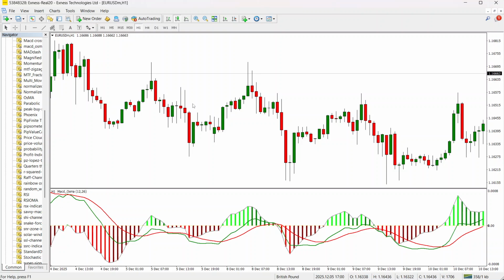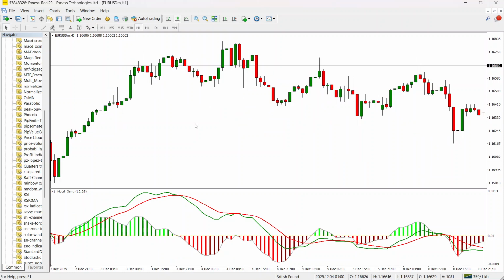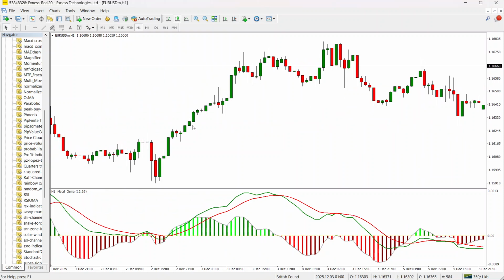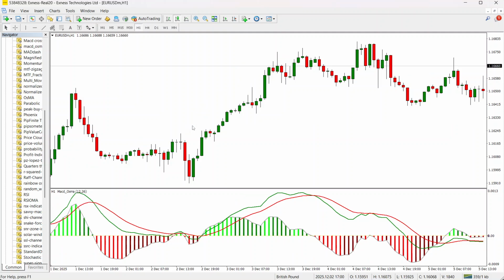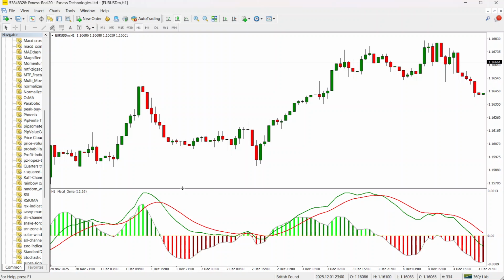The MACD OSMA displays the green signal line and red EMA line with a relationship providing insight into momentum direction, along with the histogram visually representing the difference above or below the zero line. As you can see in a separate window below the main chart, these are the histogram, this is the green signal line and the red EMA line.